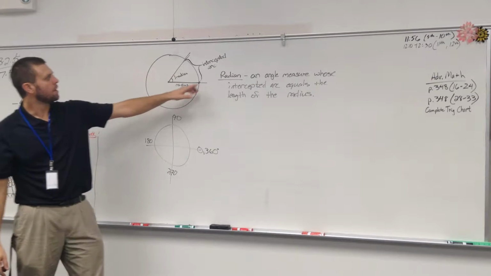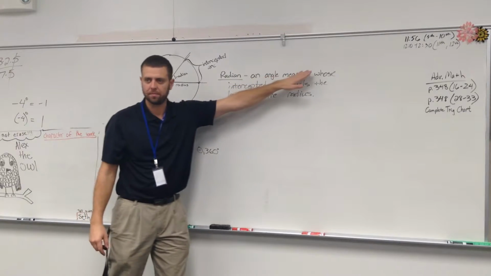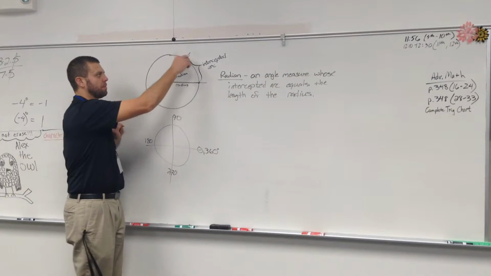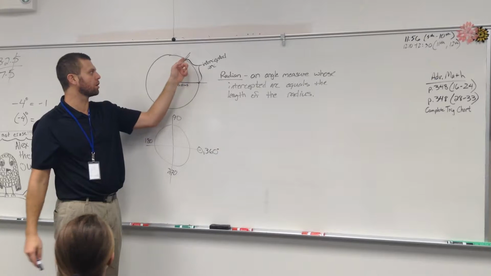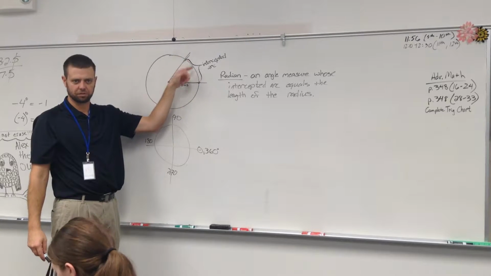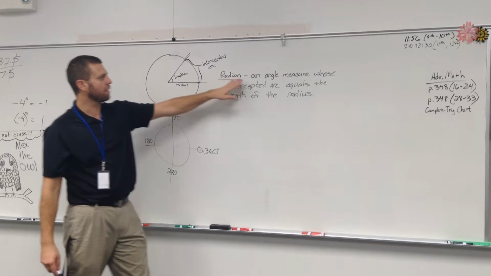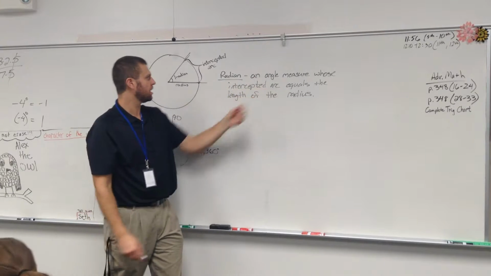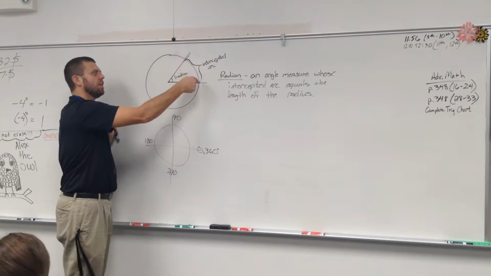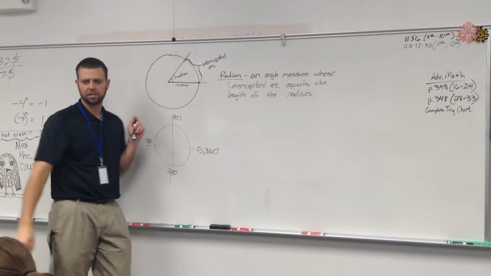Okay? So a radian simply is an angle measurement whose intercepted arc, the intercepted arc would represent a portion of a circle, okay? An angle measure whose intercepted arc, that length, equals the length of the radius.